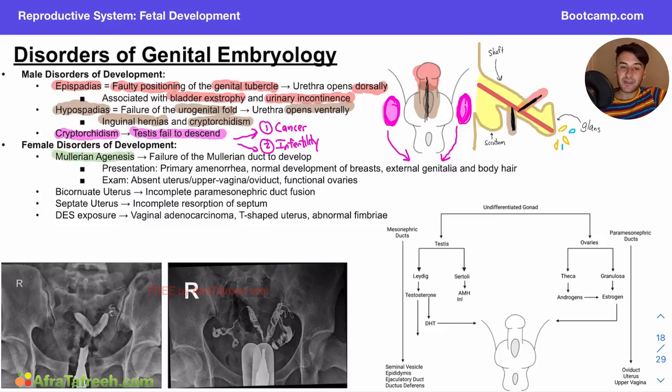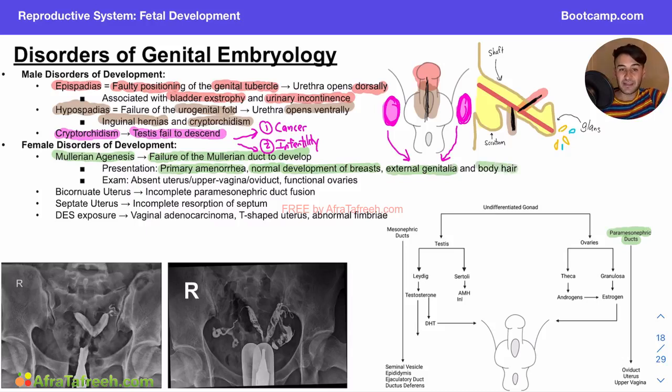You'll remember we talked about our Müllerian ducts, also called the paramesonephric ducts. And Müllerian agenesis is just failure of these to form in a patient who has two X chromosomes. So we're going to have failure of our Müllerian ducts to develop, and this is going to present with a specific constellation of symptoms. So we're going to see primary amenorrhea, which means that they have failure to produce a period or have a menstrual cycle. However, we are also going to have normal development of breasts as well as the external genitalia and body hair.